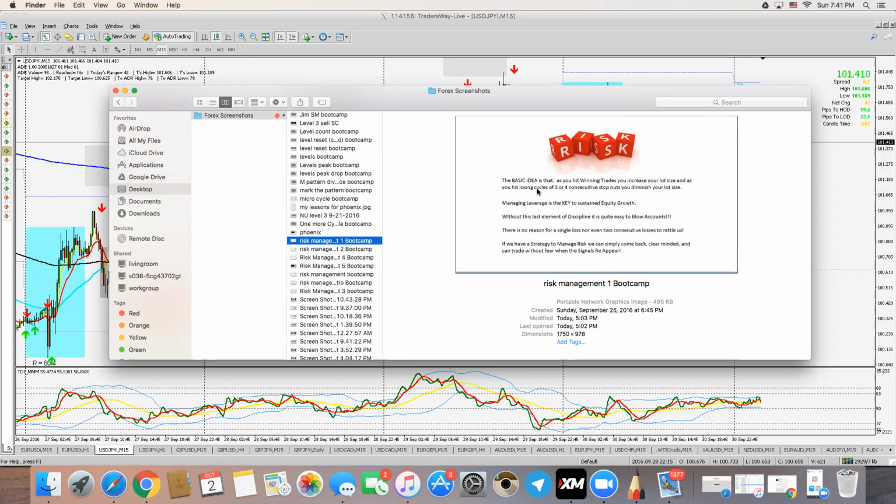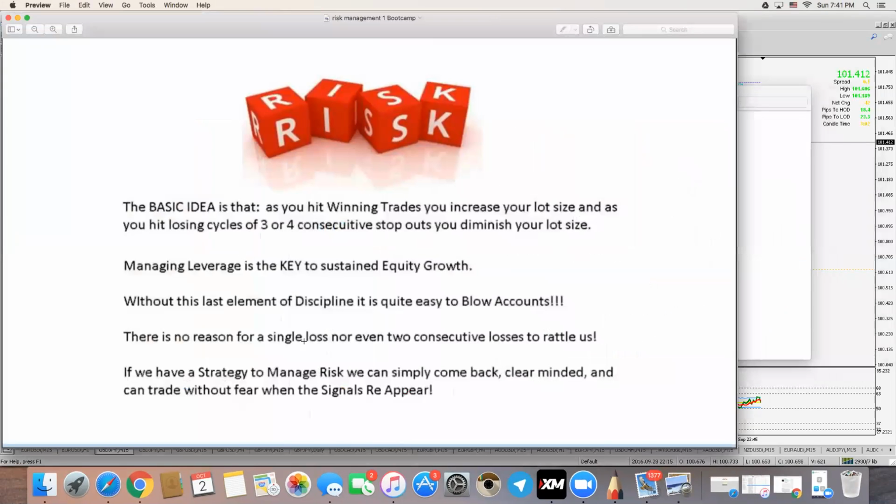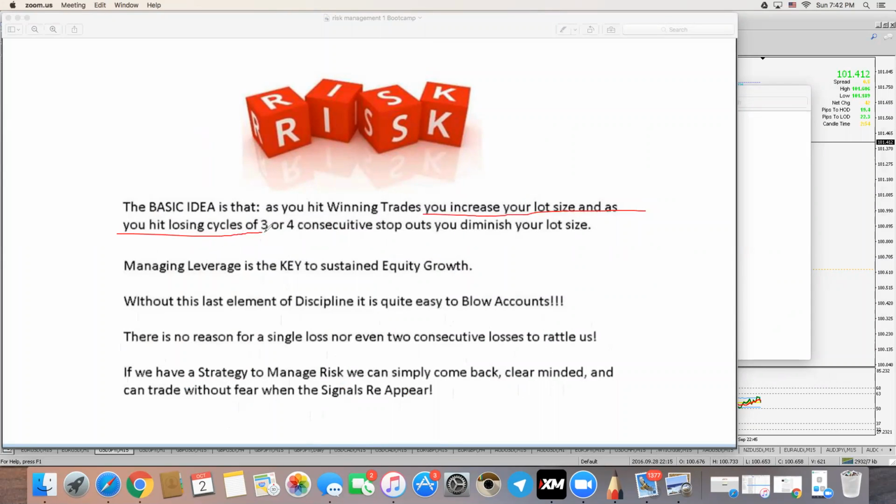We're talking about risk management, and I'm going to talk about compounding in a bit. The basic idea is that as you hit winning trades, you increase your lot size. And as you hit losing cycles of 3 consecutive stop outs, what we just talked about, you diminish your lot size. You're not going to keep on placing the same lot, because you're eventually going to burn your equity and your margin. So you have to lower it a little bit.